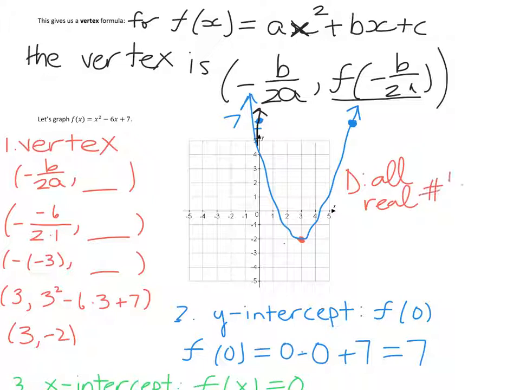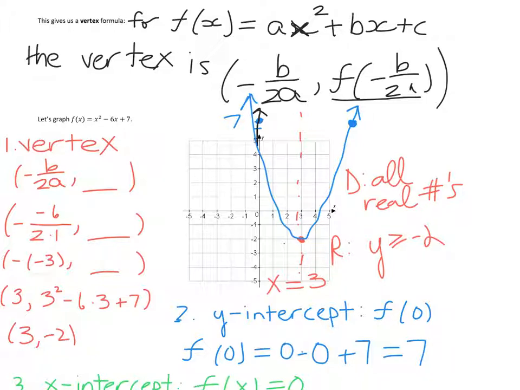And then what about our range? y is greater than or equal to -2. All right, and then also what's our axis of symmetry? It's a vertical line, so x equals the x value on our vertex. So x equals 3 is your line or axis of symmetry. So all of these nice things.